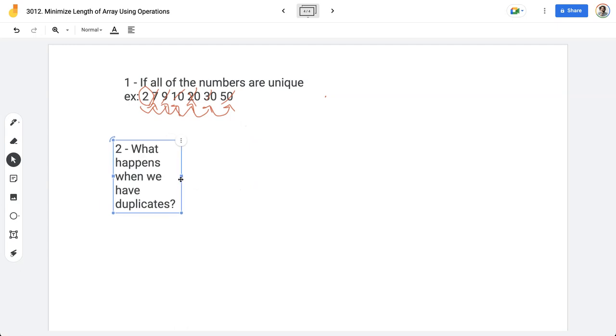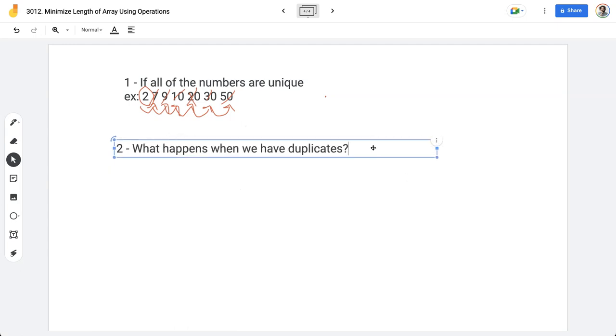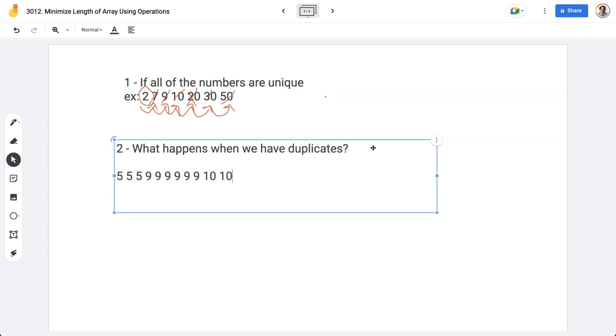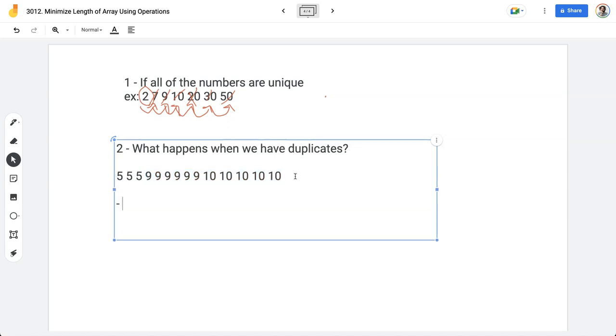And here I tried to come up with a few examples. The first example I came up with was something like 5, 5, 5, 9, 9, 9, 9, 9, 10, 10, 10, 10, 10. In this case, I was like, oh okay, so 5 can eat all of them. This single 5 can eat all of them. So basically, this was the case.